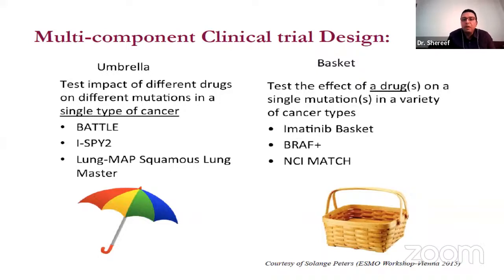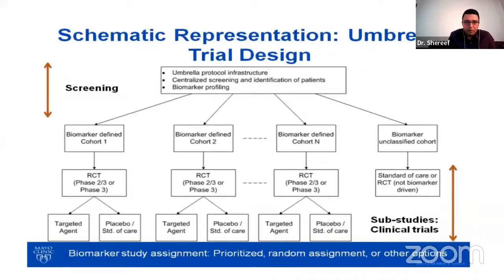What are the differences between these two designs? In the umbrella design, we are testing only a single type of cancer. However, we have baseline testing of different biomarkers, and patients are allocated into different cohorts based on the positive biomarker. This is a classic flowchart of the umbrella design of clinical trial. You have baseline testing of a set of biomarkers, and then patients with the first biomarker positive are allocated to cohort 1, another biomarker positive to cohort 2, and so on. And in each cohort, you are comparing the new target therapy or new medication versus the standard of care.